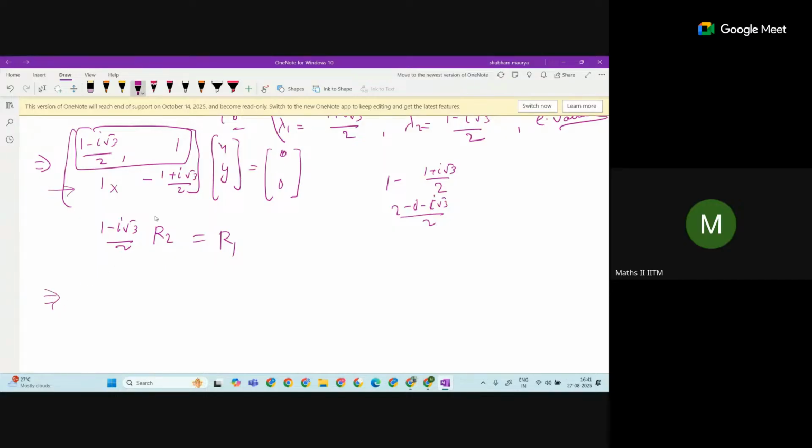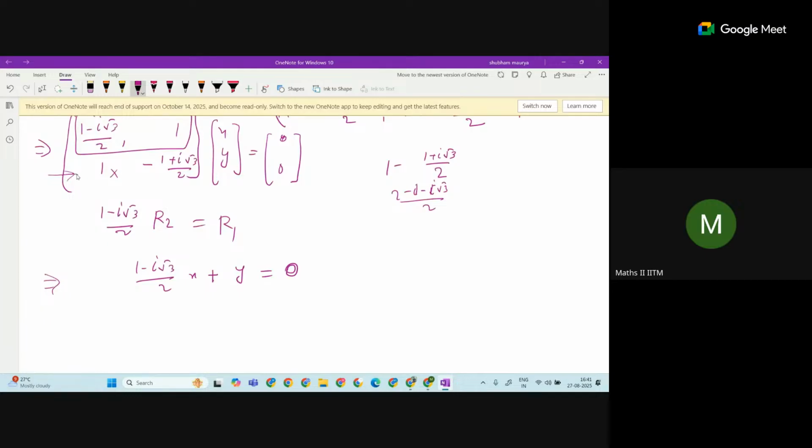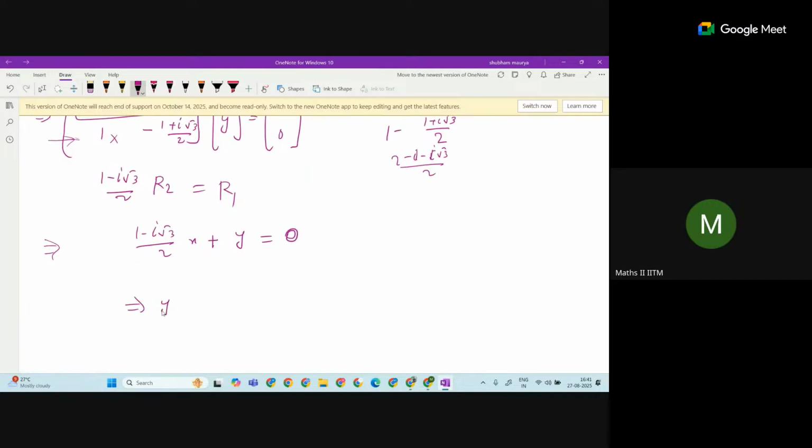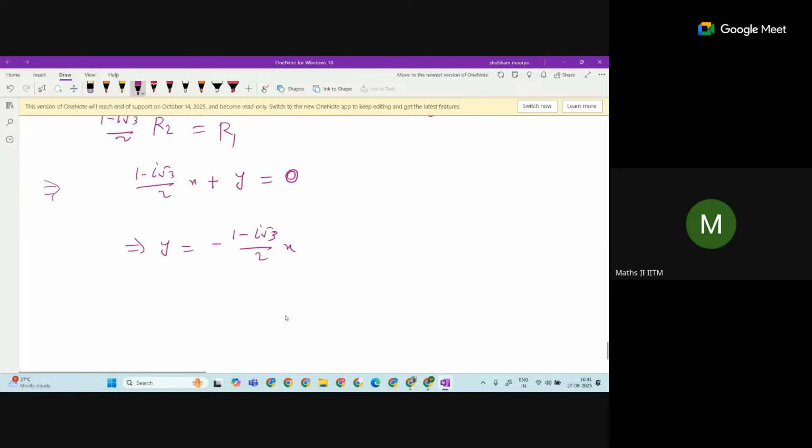So to say, if you solve the system of linear equations, you can write (1 minus i root 3 by 2) x plus y is equal to 0. This is what you will get. The second row you can easily make 0. And from here y is equal to minus (1 minus i root 3 by 2) x. So from here you can get the eigenvector: if you substitute x is equal to 1, you will get 1, and y is equal to minus (1 minus i root 3 by 2). This is one complex eigenvector u.